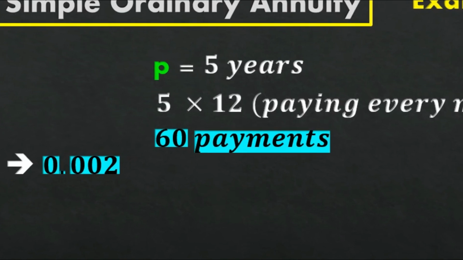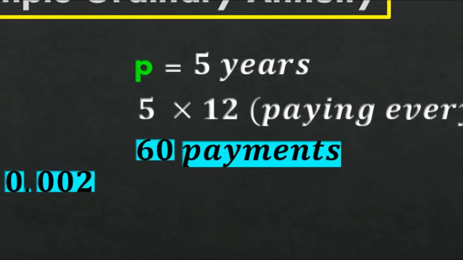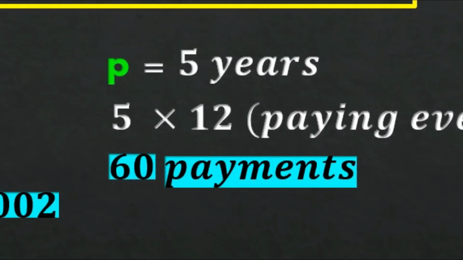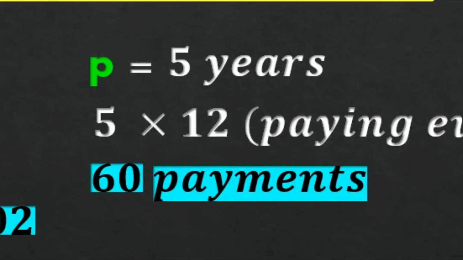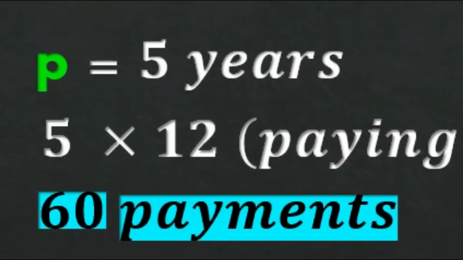So, that's also same for getting our P. That will be 5 years times 12 months. Actually, meron dyan over 1 year, so hindi mo na siya kailangang ilagay. That's why, 5 times 12 na lang. That will be 60 payments.